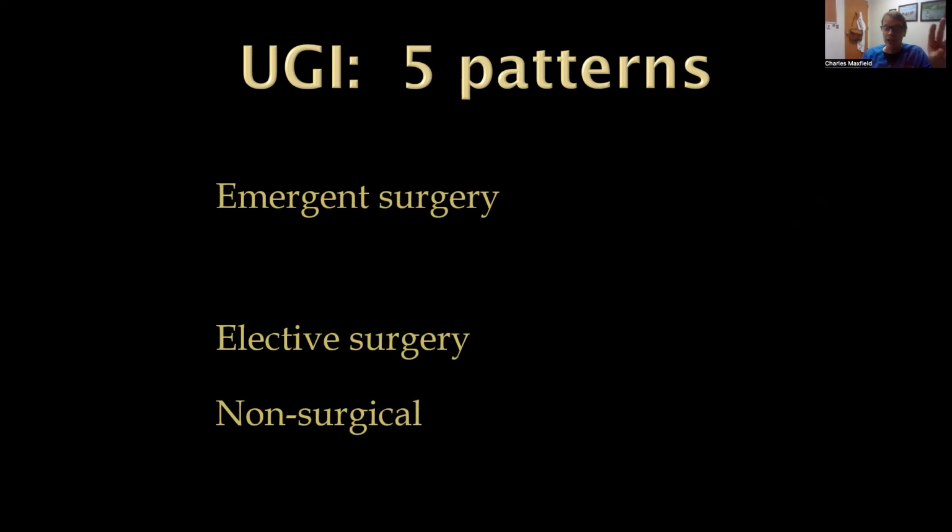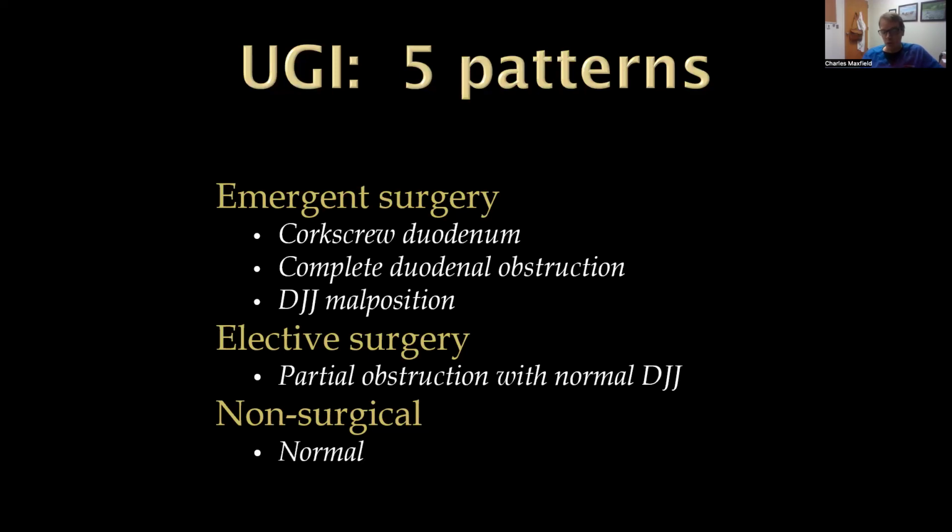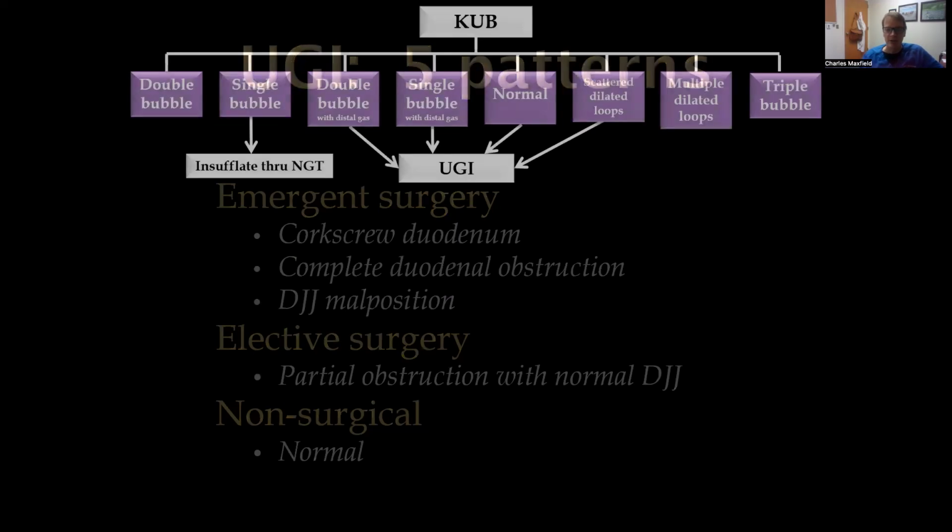And in summary, 3 of the 5 patterns led you to send the baby emergently to the operating room concerned about midgut volvulus. The corkscrew duodenum, of course, the complete duodenal obstruction, and even malposition of the DJJ in this clinical setting of the vomiting infant is indication for emergent surgery. One of the 5 patterns sends the patient simply to elective surgery, meaning tomorrow or at the end of the week. And that's when you have a little bit of obstruction, but a normal DJJ to rule out malposition. And if the upper GI is normal, then of course that's non-surgical, and it often is normal, maybe just reflux or sepsis or some other reason the patient's vomiting. But of course, if it's a normal upper GI, the baby does not need surgery.